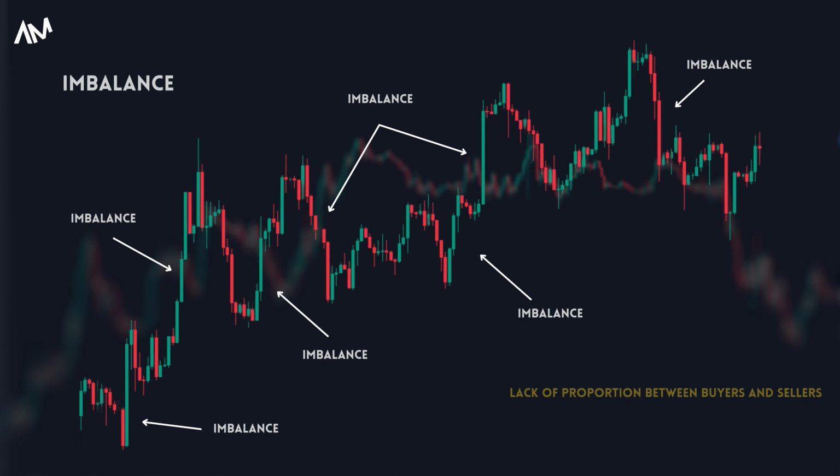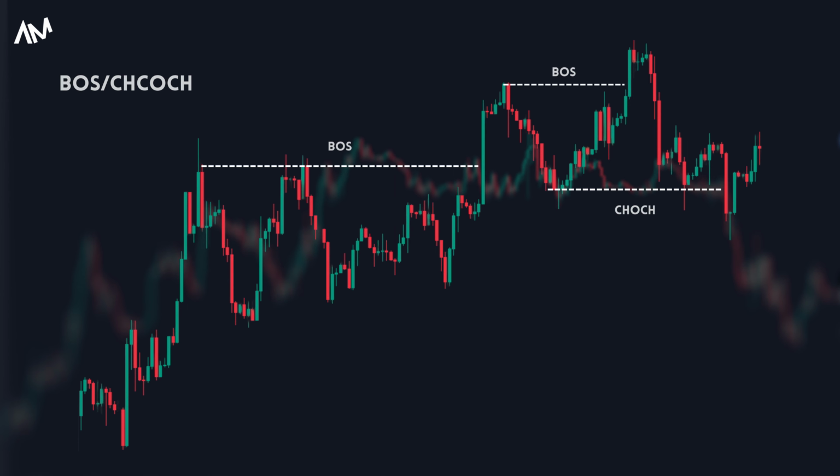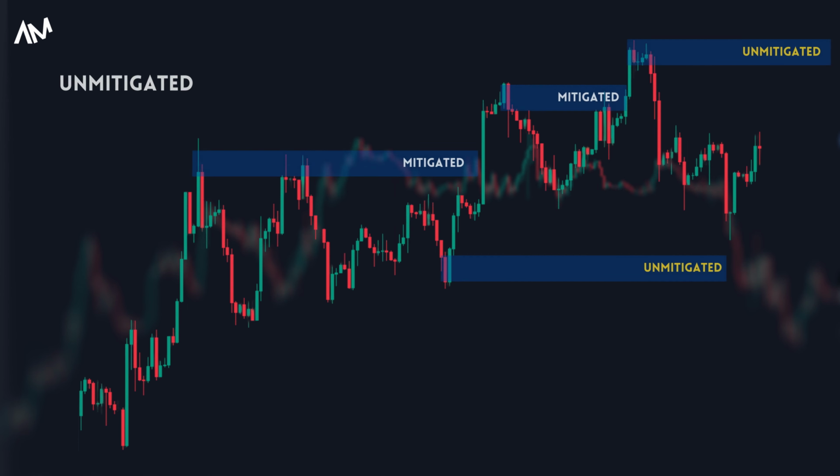Imbalance refers to a lack of proportion between buyers and sellers, resulting in a massive move in the market. The second feature of a valid zone is that it must break the structure or change the character. The third feature is that it must be unmitigated.